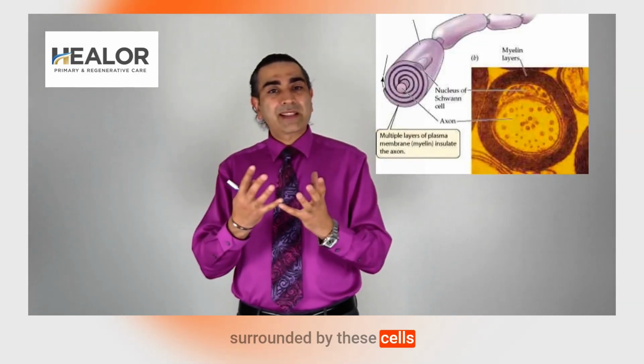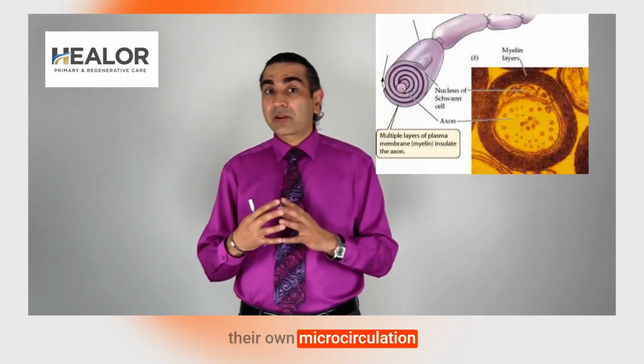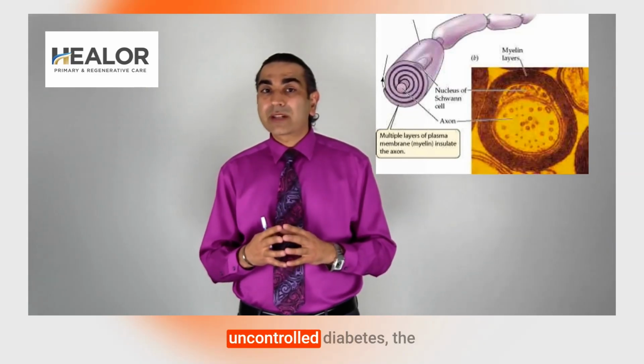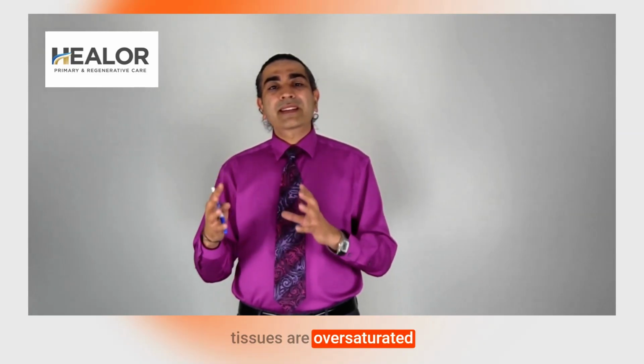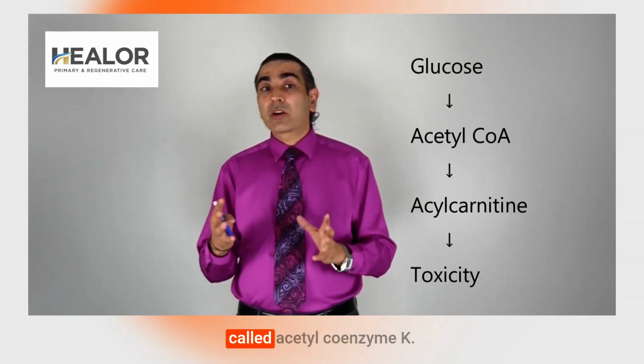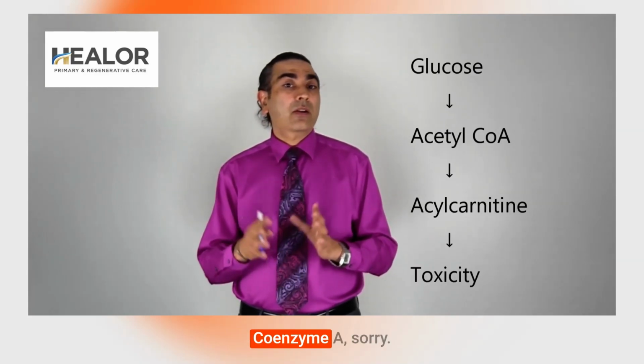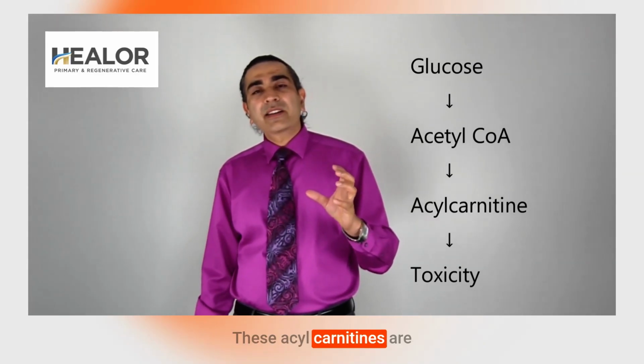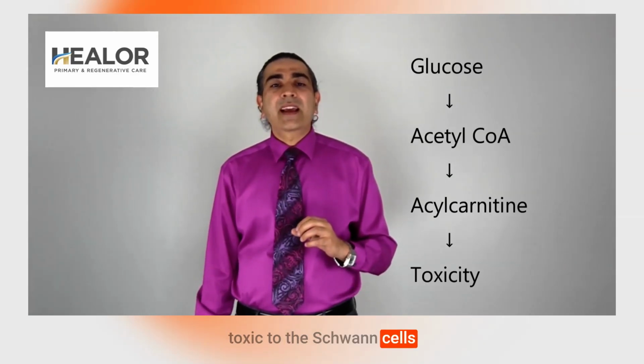As you see in this picture, nerve fibers are surrounded by these cells called Schwann cells. These Schwann cells have their own microcirculation and have a very high metabolic requirement. Now, in patients with uncontrolled diabetes, the tissues are oversaturated with a lot of glucose. So this extra glucose gets converted to something called acetyl coenzyme A. Now this molecule gets converted to something called acylcarnitine. These acylcarnitines are toxic to the Schwann cells and may be responsible for diabetic neuropathy.